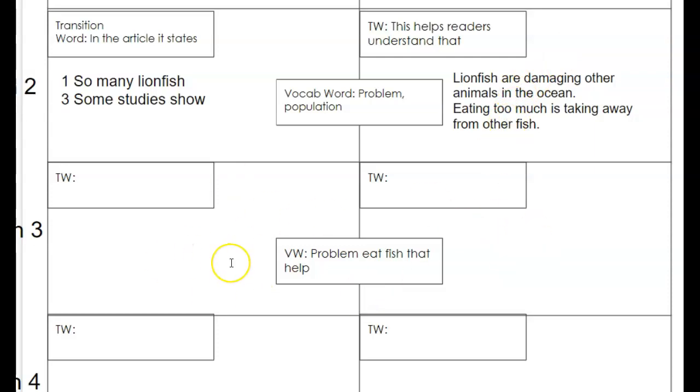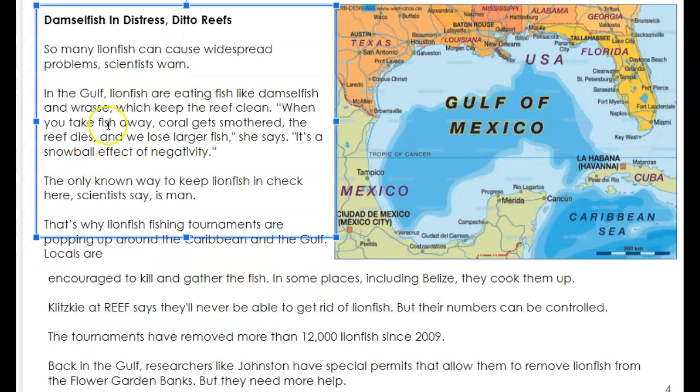So now I'm ready to move on to this next body paragraph. As a class, we decided that this one would be that one of the other problems is that they're eating fish that help. So now I need to go back and find my text evidence that says that they're eating fish that help. So I'm going to go back and look at that. Now I have a piece of evidence that shows what they're eating and why this is bad. It says, "In the Gulf, the lionfish are eating fish like damselfish and wrasse, which keep the reef clean. When you take fish away, the coral gets smothered, the reef dies, and we lose larger fish."